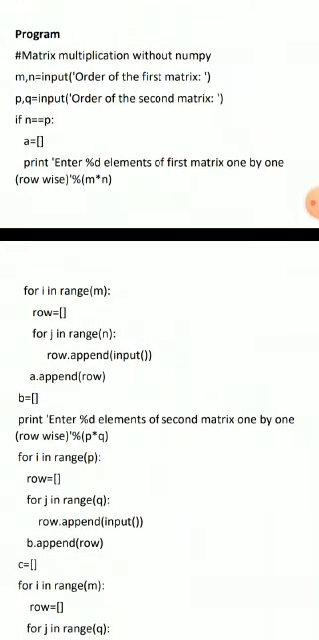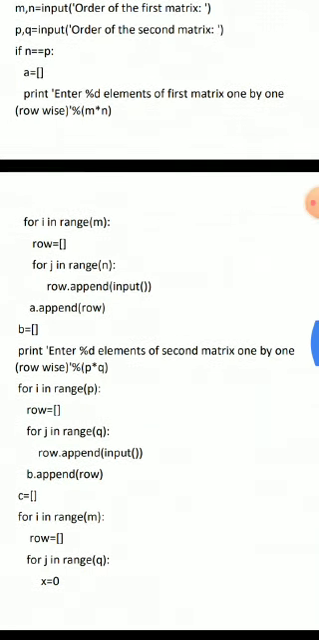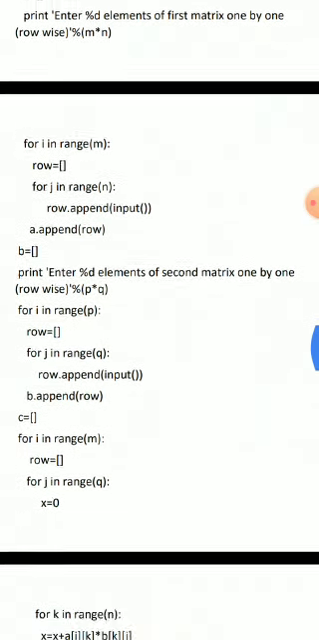So let's go through the program. m, n equal to input order of the first matrix, p, q equal to input order of the second matrix, and then the condition if n equal to p, a equal to an empty list, then print. Then for i in range m, row equal to an empty list, for j in range of n, row.append of input, then a.append of row, b equal to an empty list, again print, again some conditions are given.